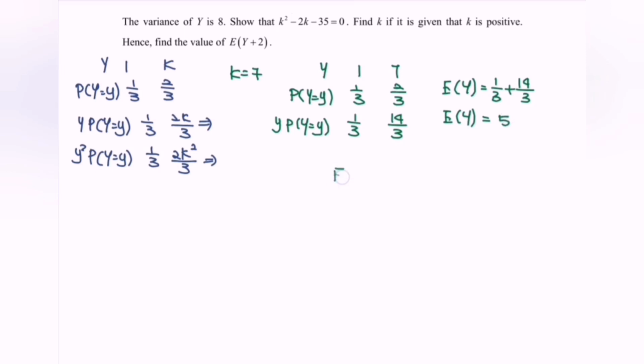Next, the question asks us to find E(y plus 2). By referring to the properties, where we have E(y) plus E(2). Kindly substitute the situation, where we will have 5 plus with the 2. So E bracket y plus 2 is equals to 7.